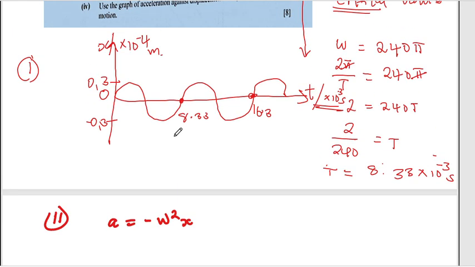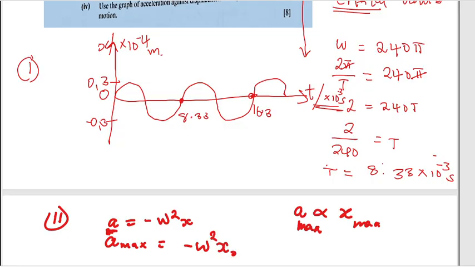So from this relationship here we can simply see that acceleration is directly proportional to x. Which means that if you want maximum acceleration, the displacement must be maximum. So let's modify our formula here. We are going to say we want a max. So a max is equal to negative omega squared times x max.